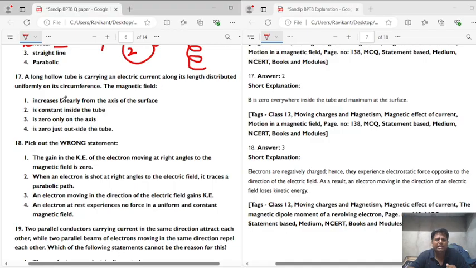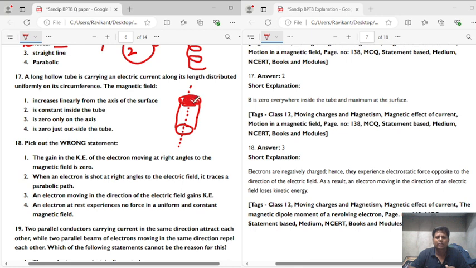What do they say? Does it increase linearly from the axis to the surface? No, it is constant inside the tube. Is it zero only at the axis? Is it zero just outside the tube? No. See, if this is the tube and this is the axis, and we assume that the current is flowing along this, then applying Ampere's circuital law from the axis to the circumference, there is no magnetic field. So this entire region has zero magnetic field.